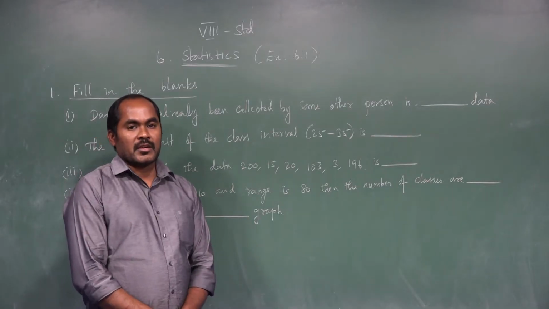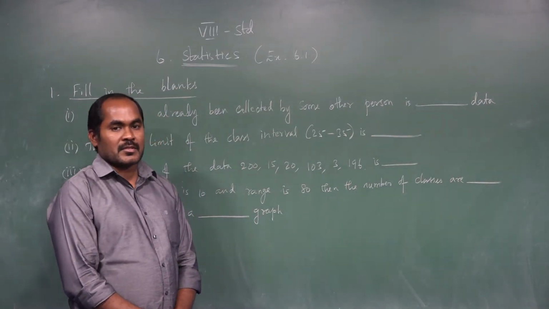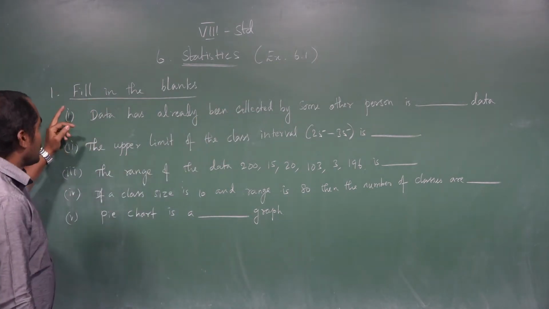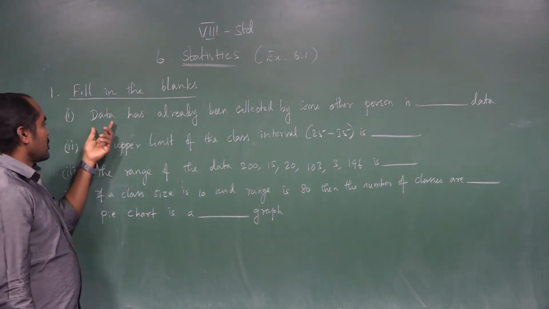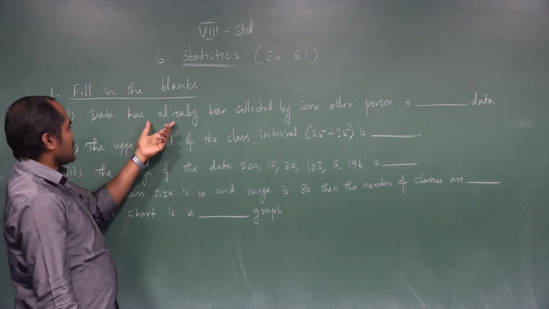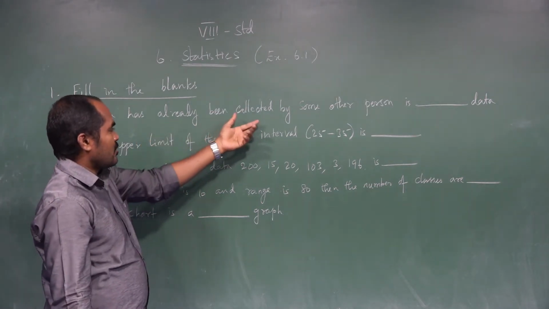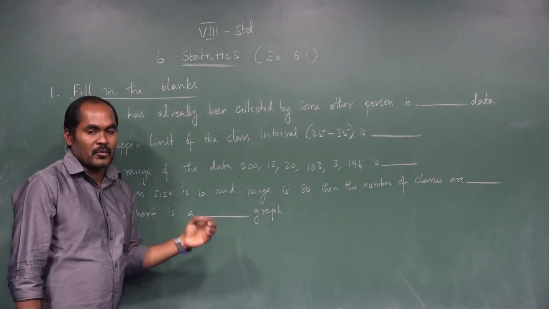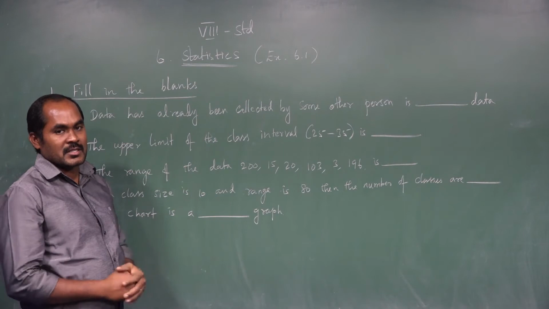I am going to teach 8th standard mathematics chapter 6 statistics exercise 6.1 fill in the blanks. First question: data that has already been collected by some other person is dash data. So there are two types here. One is primary data and another one is secondary data.